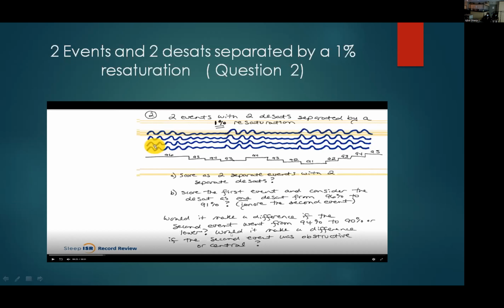Would it make any difference if the second event went from 90 percent to 94 percent, or 90 percent or lower? Would it make a difference if the second event was obstructive or central? To check whether obstructive or central, we have to see the respiratory flow. Here we see some movement, so it's definitely not central. And for obstructive, again the thermal flow is not less than 90%, so it's a hypopnea.